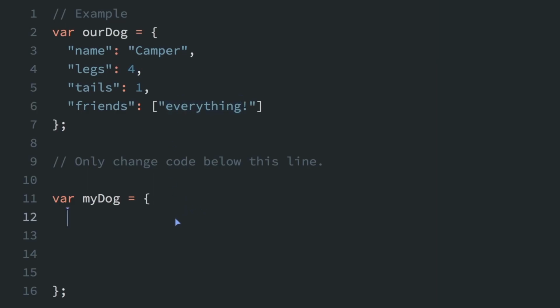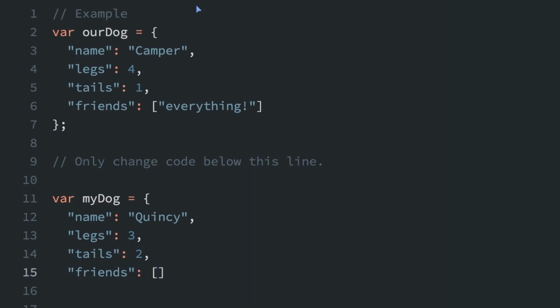So now we are going to create our own dog. So this is going to have a name. Personally, I like the name Quincy, so we'll use that for our dog's name. Also, we're going to have legs. Unfortunately, our dog has had an accident. He only has 3 legs. But to make up for only having 3 legs, he does have 2 tails. And for friends, another unfortunate thing, it's an empty array. He has no friends. Okay, we've now created our own object.